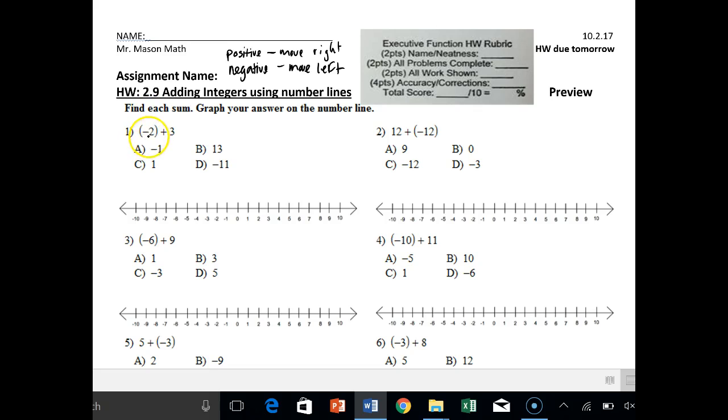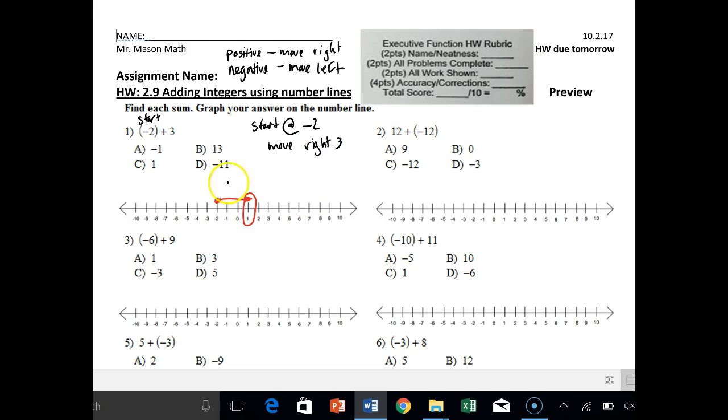So here we go. A negative 2 plus a positive 3. So you start at negative 2 and then move right 3 times. So start at negative 2 right here and move right 3 times. 1, 2, 3. And then where you end is your answer, negative 1. So I want to see this work. I want to say start at negative 2, move right 3.